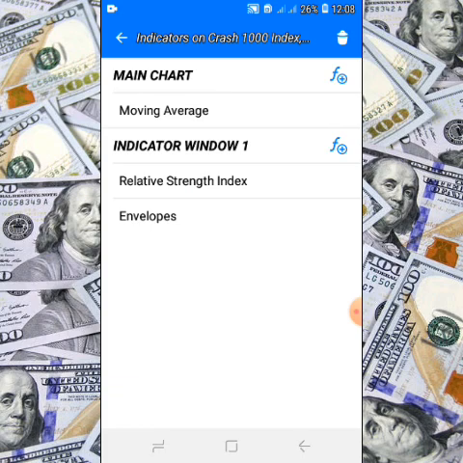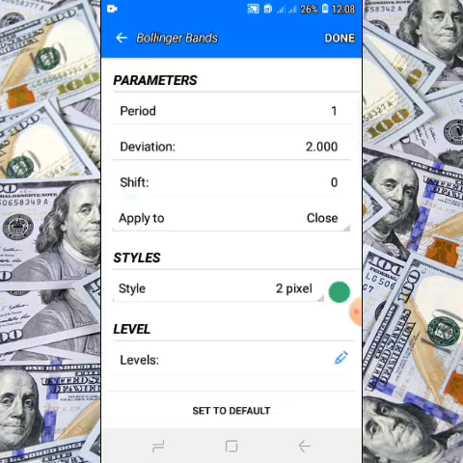You're going to click on the indicator window 1F plus button. You're going to add the Bollinger Bands. Parameters, make sure it's like this. Period 1, deviation 2.000, sub 0, apply to close, styles 2 pixel green.